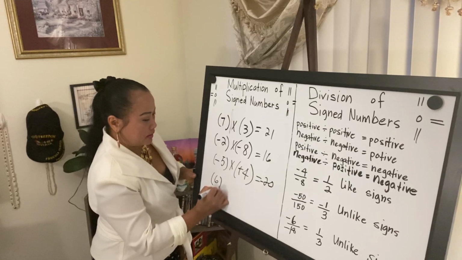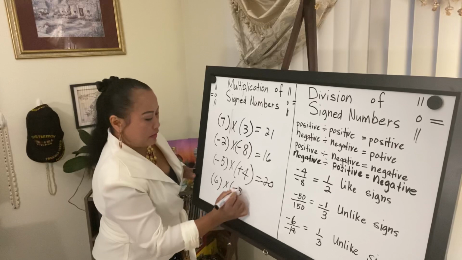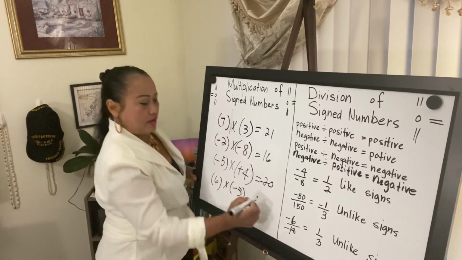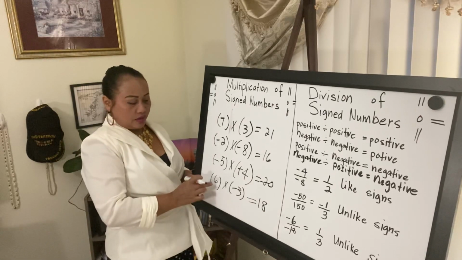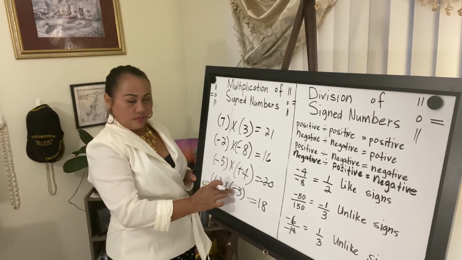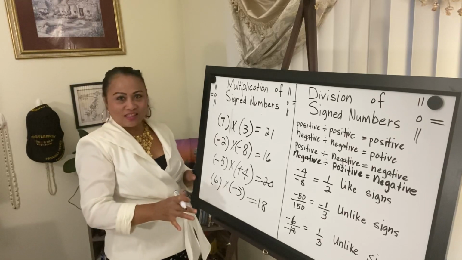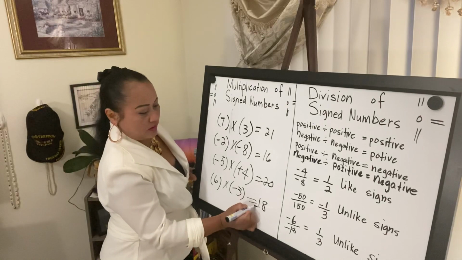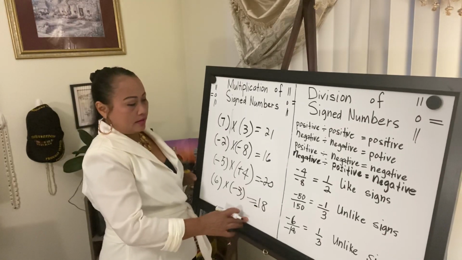Okay, 6 times negative 3. The answer is 6 times 3, 18. And then, look at the sign. Positive, negative. It has unlike signs. So the answer is always negative. So the answer is negative 18.